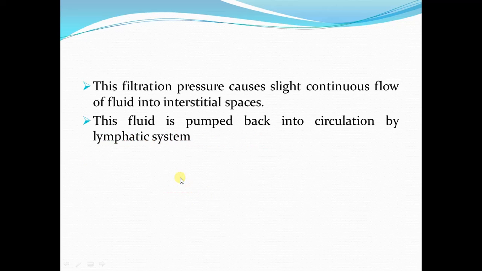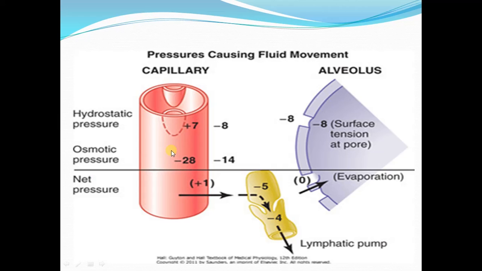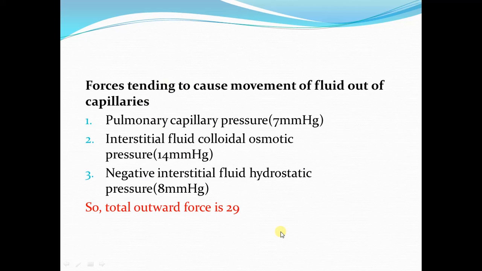It means that there is a slight continuous flow of fluid from the pulmonary capillaries into the interstitial spaces, and this fluid is pumped back into circulation by the lymphatic system. In the previous diagram where we discussed the forces, the lymphatic system is also shown. These are the lymphatics present in the lung parenchyma, and the fluid which moves into the interstitium is drained by the lymphatic vessels present in the lung parenchyma.